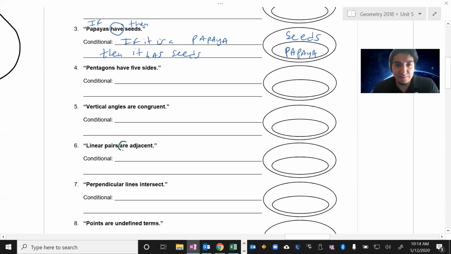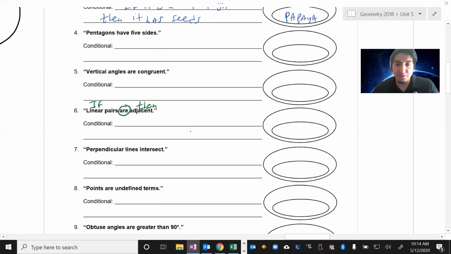So linear pairs are adjacent. So here's your breaking point, here's your if, and there's your then. Okay, and then you can figure those out on your own as we're going. Just a few examples here and there to go ahead and use.